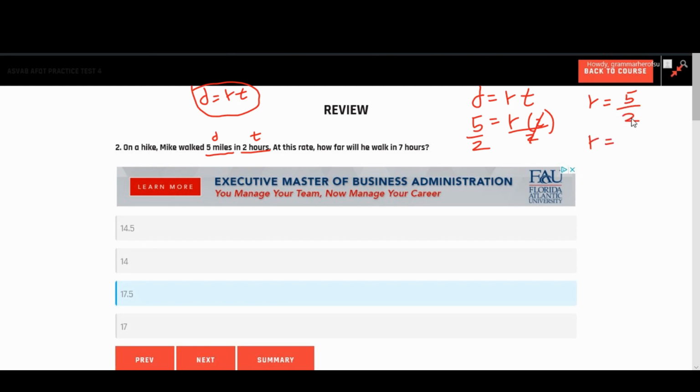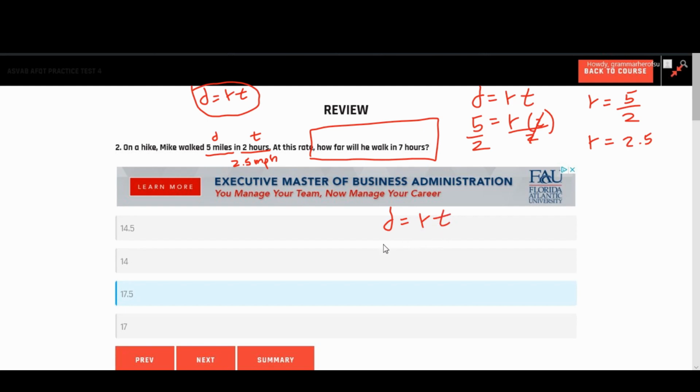We're left with R equals 5 over 2. R equals 5 divided by 2, which you should be able to do in your head. That's 2.5. In other words, when Mike walked 5 miles in 2 hours, he did it at a rate of 2.5 miles per hour. Now we've got to apply this to solve this part, namely how far will he walk in 7 hours. So again, we're going to use the distance formula.